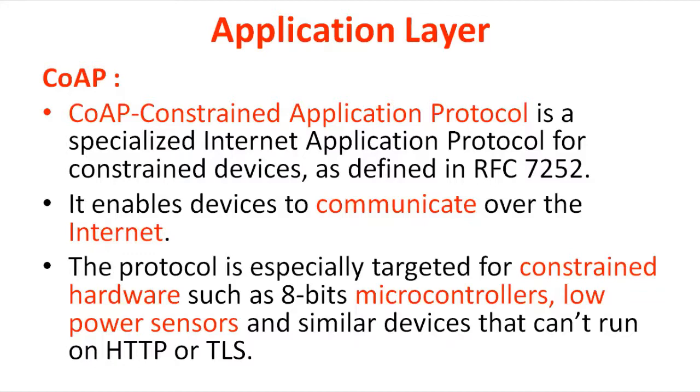This is defined in RFC 7252. It enables constrained devices to communicate over the internet. The Constrained Application Protocol especially targets constrained hardware, such as an 8-bit microcontroller, low power. That means in an IoT device you are using different controllers and interfaces, such as an 8-bit microcontroller and similar devices that cannot run HTTP or TLS. That's why you use this type of protocol. Any device that does not work on HTTP, you use the Constrained Application Protocol.